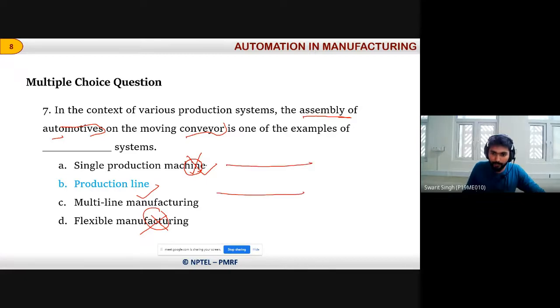There is a continuous production line. Suppose this is the chassis of that automotive component, so it keeps moving forward, and there are several stations. At each station, certain tasks are performed. Like at the first station, some screws and other components are attached. Then at another station there will be a painting operation. At another station some stickers are placed. So it is moving on the conveyor belt, and different machines and mechanisms are applied. So this is a complete production line. Okay.